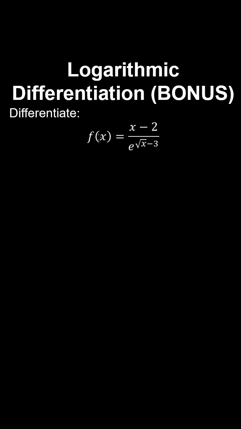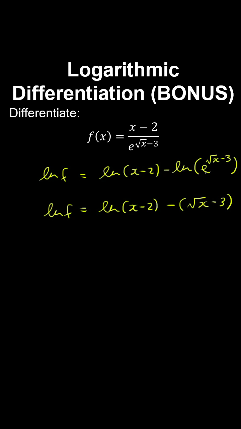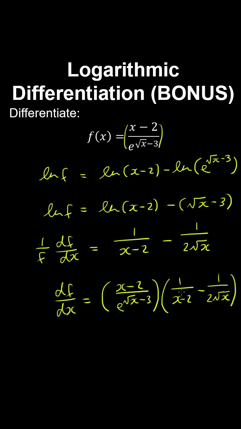Let's differentiate this function, which is a quotient of two functions. So taking the natural log of both sides, we can apply the rules for logarithms to separate these functions. And we can further simplify this last term, as the natural log is the inverse of the exponential function. And now differentiating both sides with respect to x, we can apply the chain rule on the left hand side, and on the right hand side the derivatives are quite straightforward to evaluate. And now we can multiply through by f and substitute this expression. And I encourage you to simplify this and evaluate the derivative using the quotient rule and compare the result.